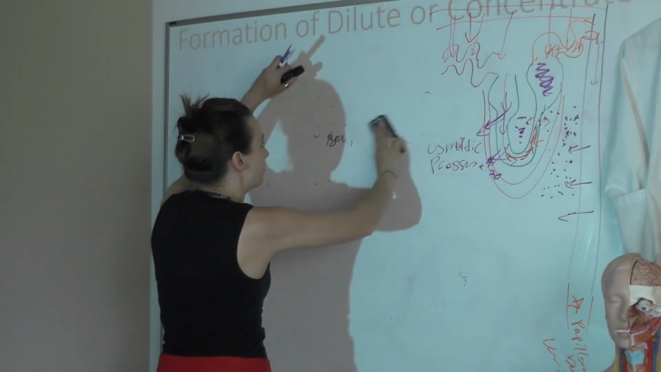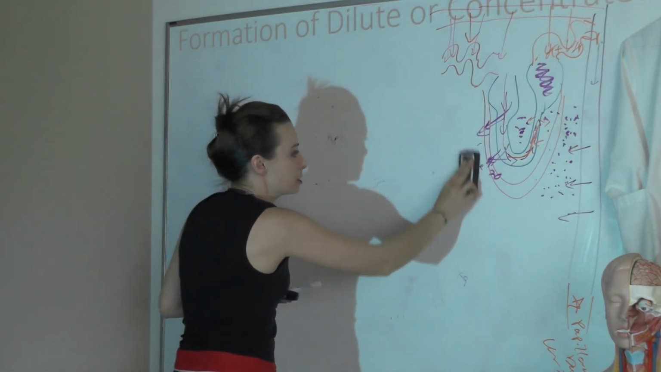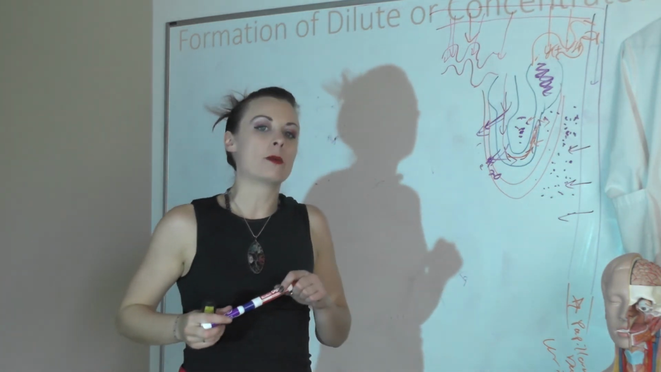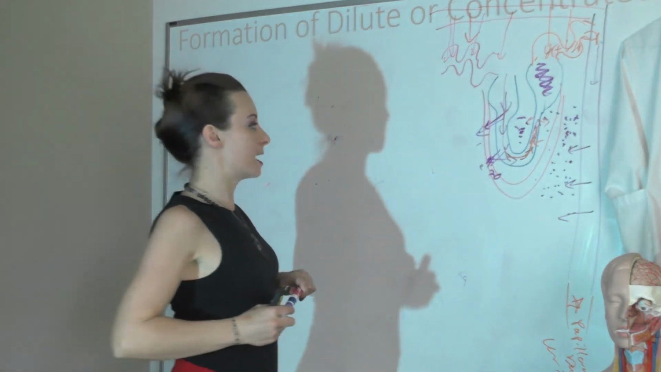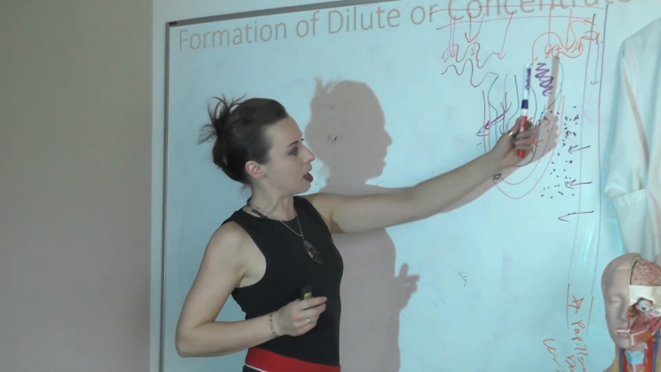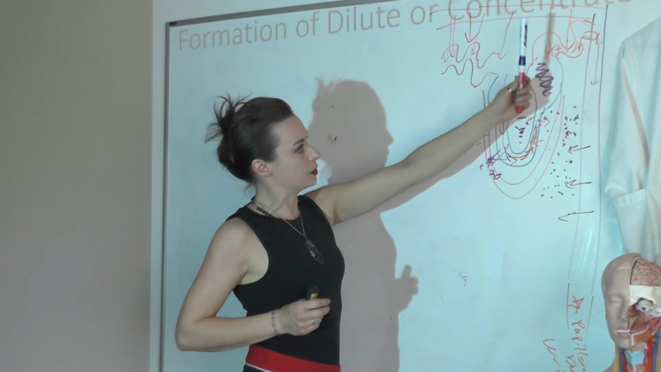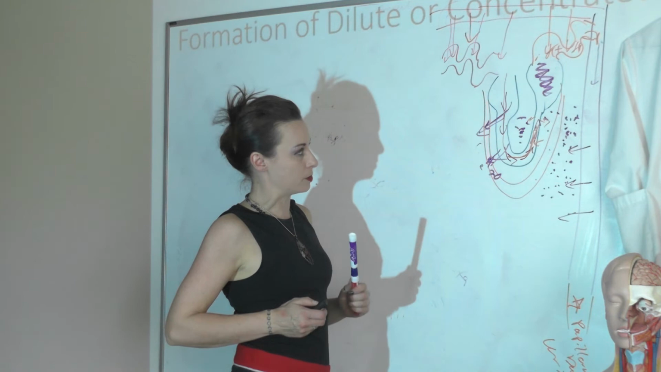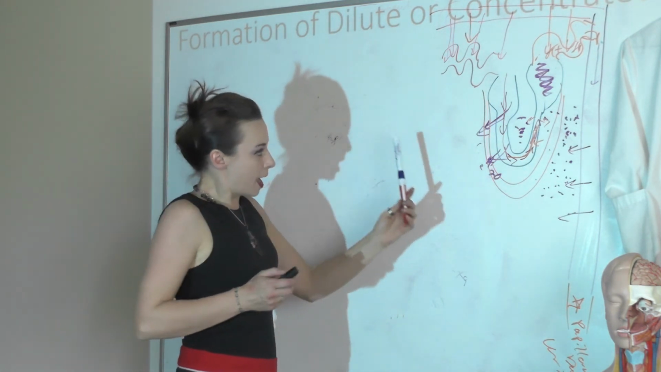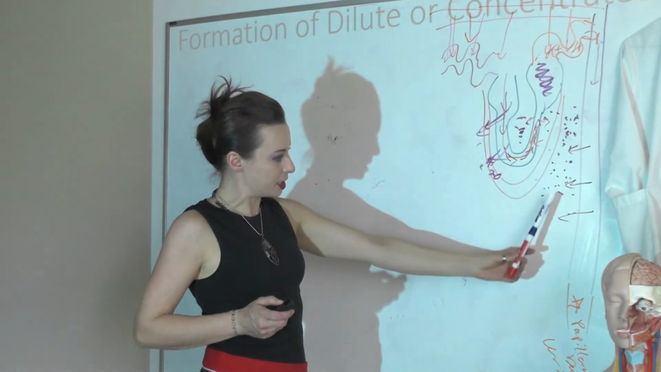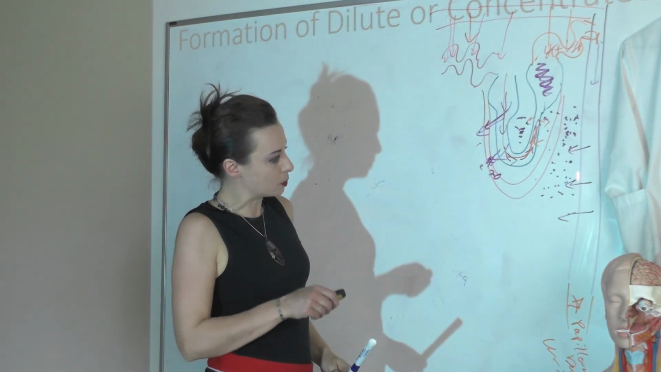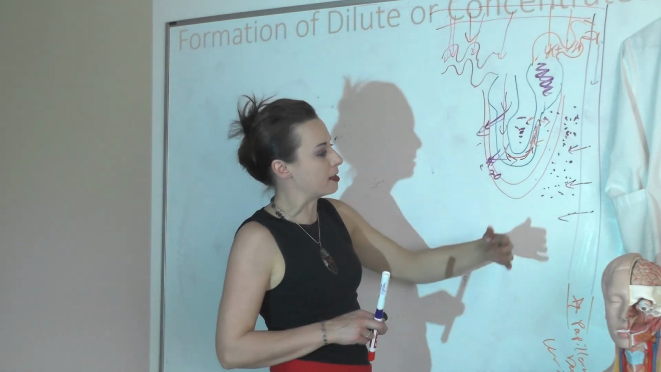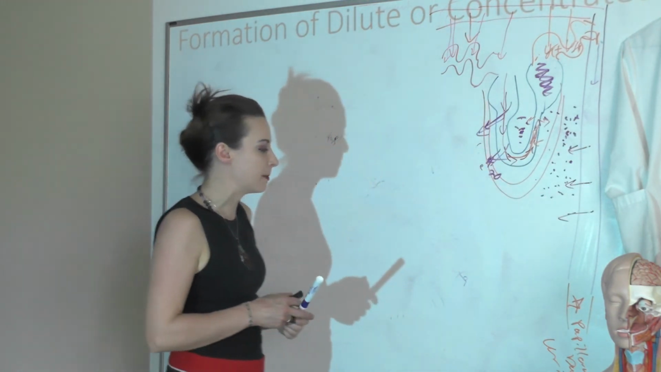So the formation of dilute or concentrated urine is going to be really dependent on the amount of antidiuretic hormone present in the system. Antidiuretic hormone creates these things called aquaporins in our distal convoluted tubule and collecting duct, and aquaporins are going to allow for water reabsorption. So as you're passing through this salty interstitium, how much water reabsorption you do, or how much we pull out of this fluid, is going to depend on how much antidiuretic hormone you have.